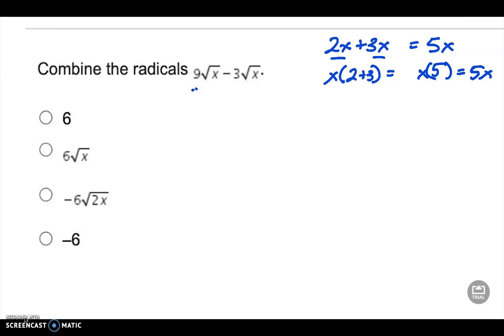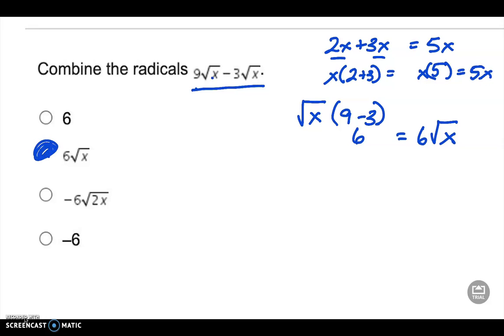We're going to do the same thing with this type of problem. So if we have the square root of x is common in both of these, that's the same thing as saying 9 minus 3. And then we know 9 minus 3 is 6, and so we could rewrite this as 6 times the square root of 6. It's so similar. Once we know that these are the same thing, then 9 square root of 6 minus 3 square root of 6 is just 6 times the square root of 6.